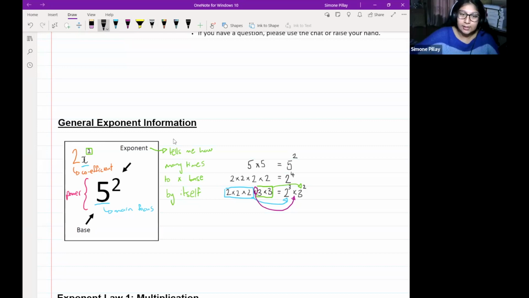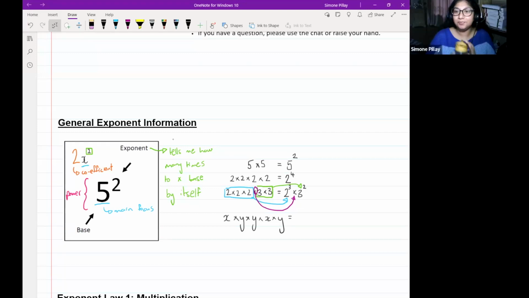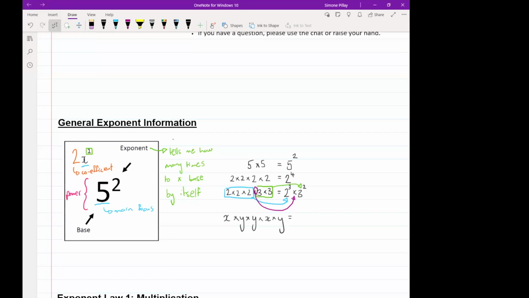One more. Let's see if I can trick you: x times y times y times x times y. Does somebody want to tell me what that would be if we were to write it in exponential form? Okay, I'm going to give Mateo a chance. Evening, ma'am. Evening, Mateo. Am I saying your name correctly? Yes, ma'am, you are. So, ma'am, it's x to the power of 2 times y to the power of 3.